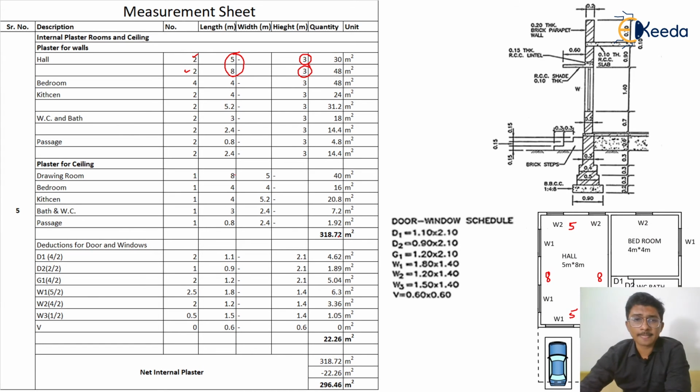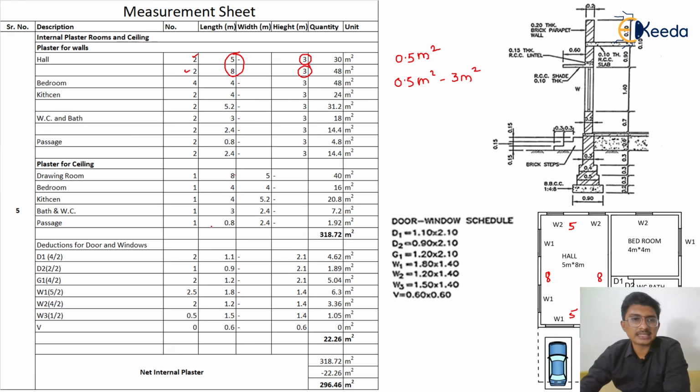Now the deductions. As I told you earlier, we'll consider the IS code suggestions. The IS code suggests that if the area of any plastering opening is less than 0.5 meter square, no deduction is to be made. If the area is about 0.5 meter square to 3 meter square, then half of the deduction has to be made.